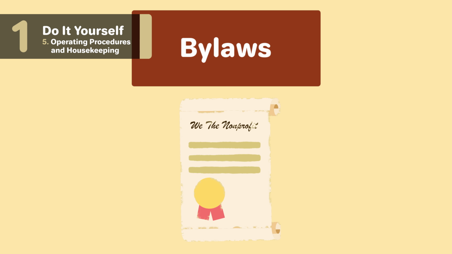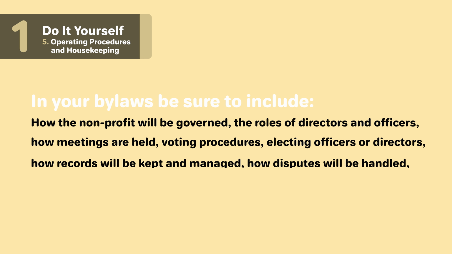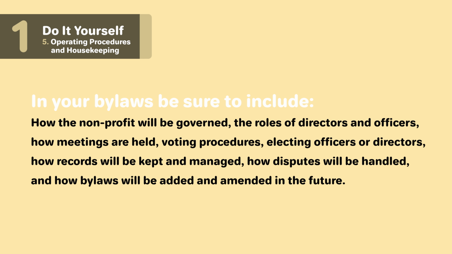You can think about it as a constitution for your nonprofit. It makes the rules and priorities clear for everyone involved. In your bylaws, be sure to include how the nonprofit will be governed, the roles of directors and officers, how meetings are held, voting procedures, electing officers or directors, how records will be kept and managed, how disputes will be handled, and how bylaws will be added and amended in the future.